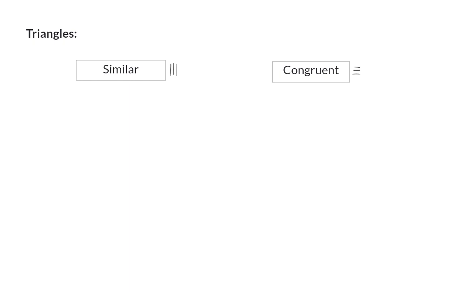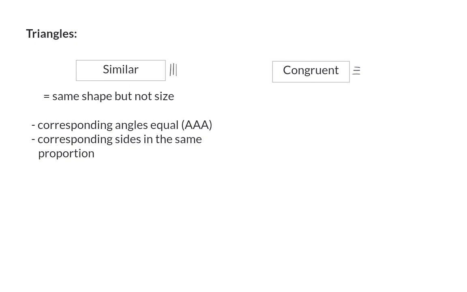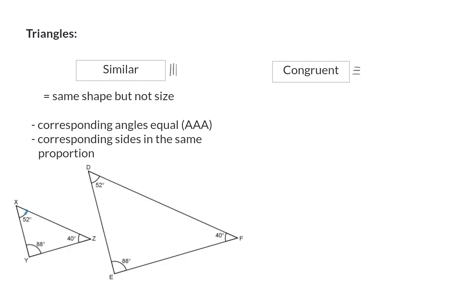Similar triangles have exactly the same shape, but not necessarily the same size. This means that the corresponding angles are the same size and the corresponding sides are in the same proportion. In the sketch below, you can see that all the corresponding angles are the same size. Therefore, these two triangles are similar. And this means that the corresponding sides are in the same proportion. 4 is doubled to 8, and this doubling is also true from 3 to 6, and from 4.5 to 9.